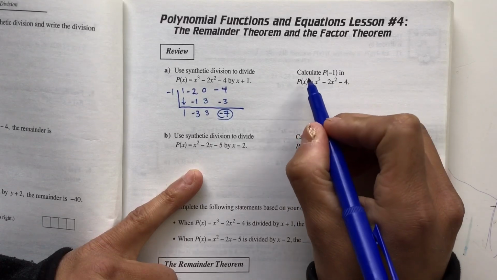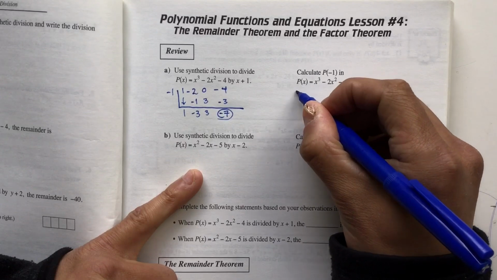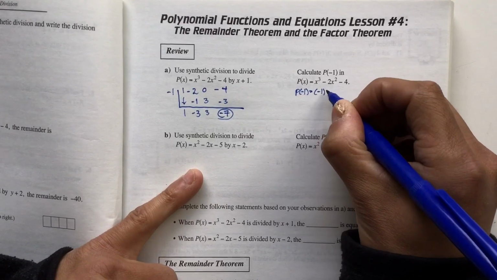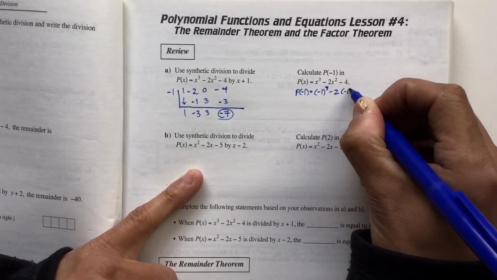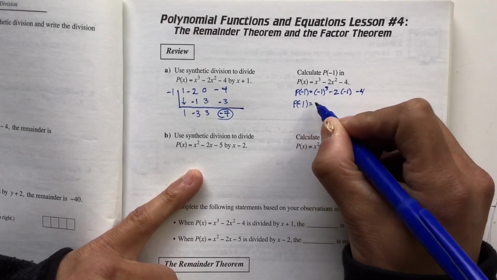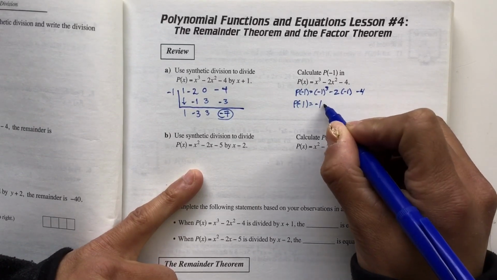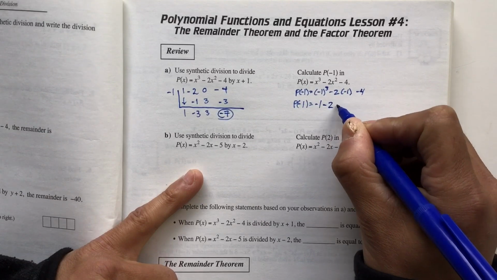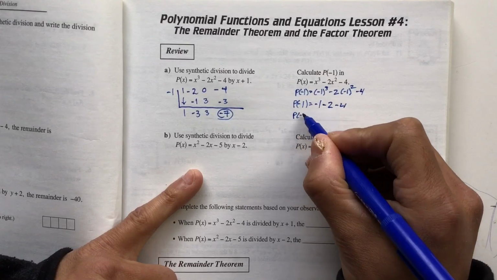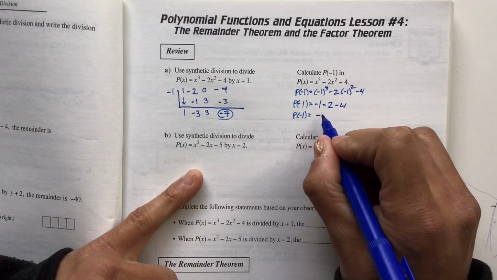And so I'm now going to calculate p of negative 1. I'm going to replace the x with negative 1, and wherever I have an x, I'm going to make that replacement. And so p of negative 1: negative 1 cubed is negative 1, minus 2 times negative 1 squared would be negative 2, minus 4. And p of negative 1 is going to be negative 1 minus 2 is negative 3, minus 4 is negative 7.